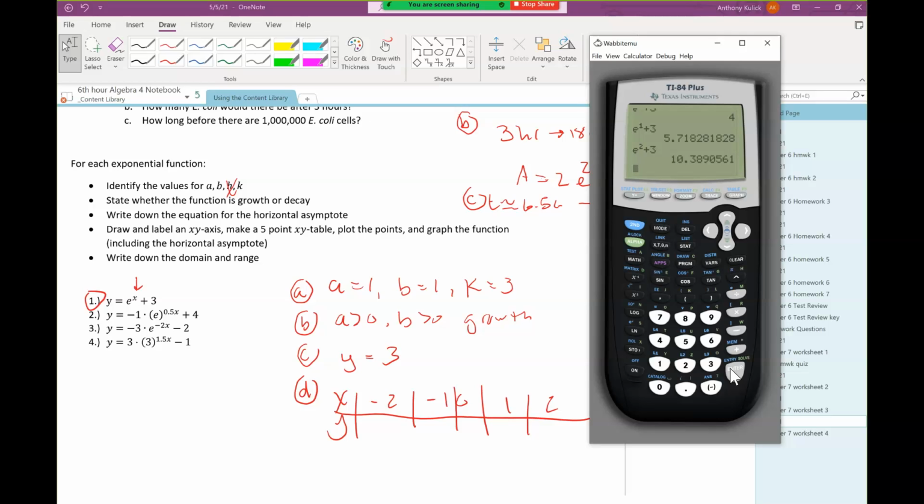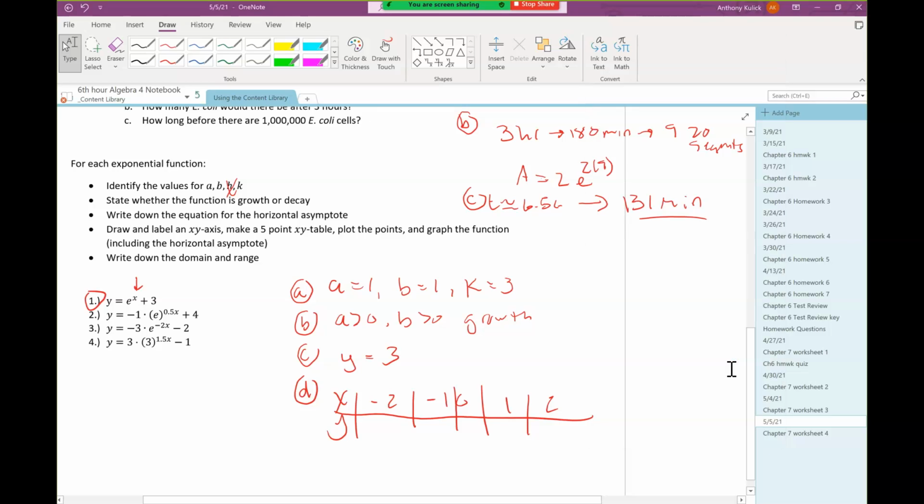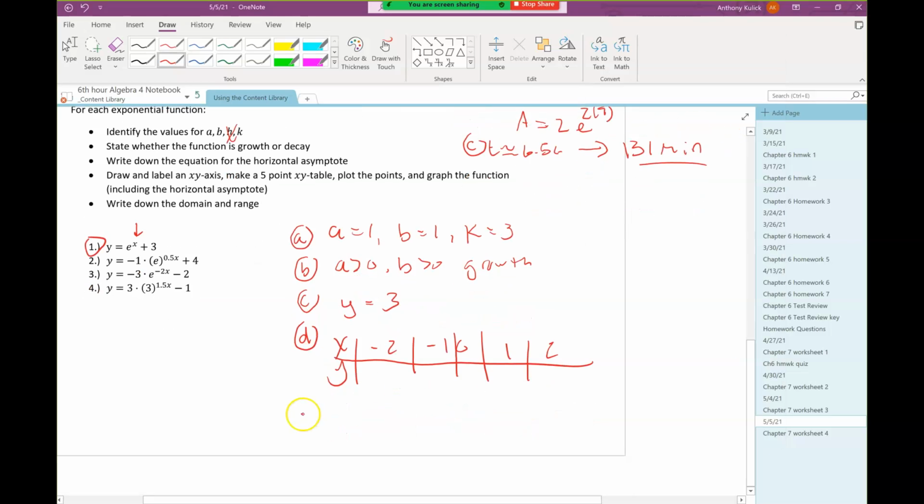And then the domain and range. We know the domain is always all real numbers for all these exponentials. And the range is going to depend on a and k. So since the a is positive, we know we're going from k.